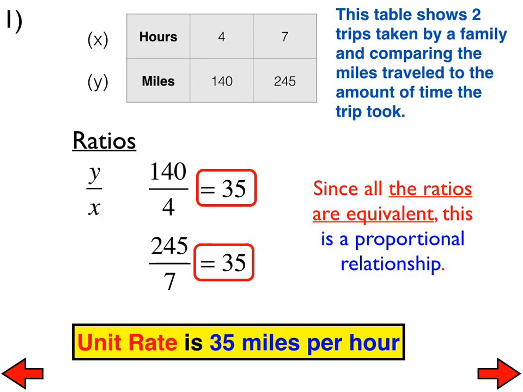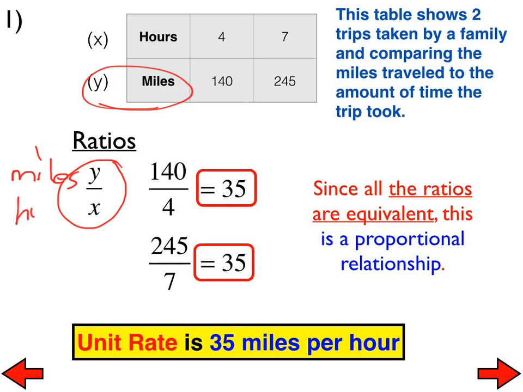Remember, unit rate always needs to be labeled or it needs to have the units with it. Now, how do I know it's miles per hour? Here's how I know. In our ratio right here, miles is represented by the y numbers. Hours is represented by the x numbers. That's how I know it's miles per hour. That's how I know what the labeling has to be.